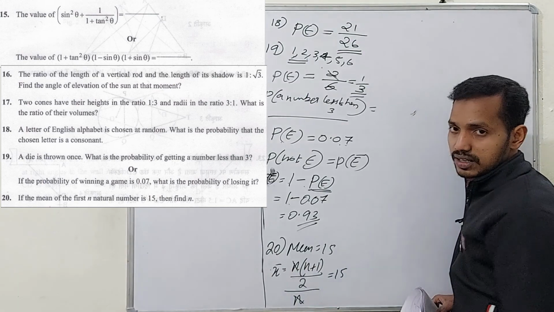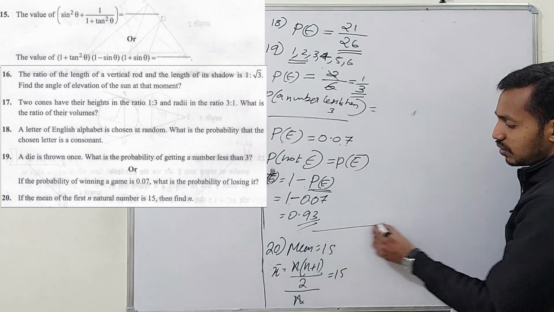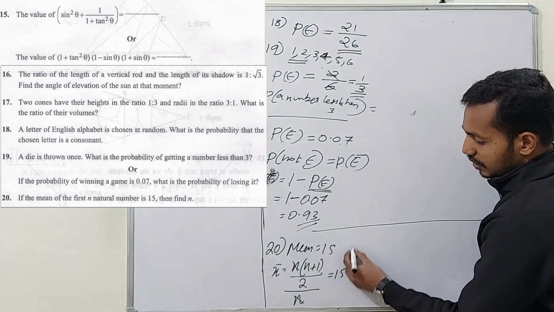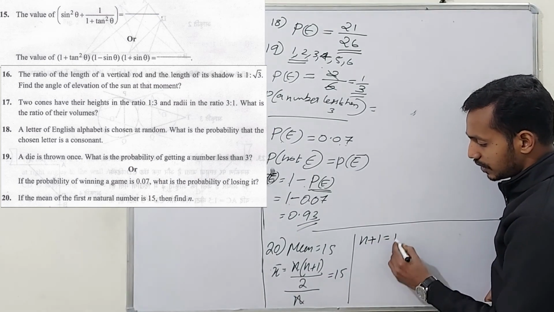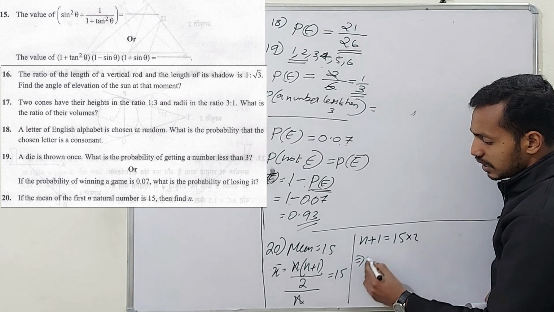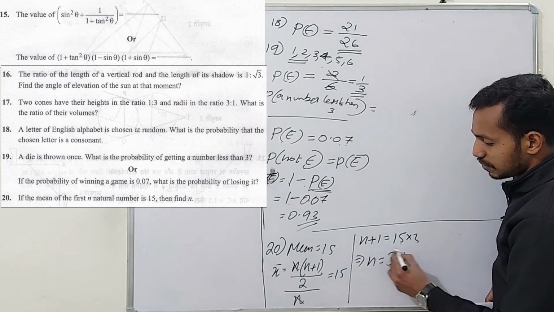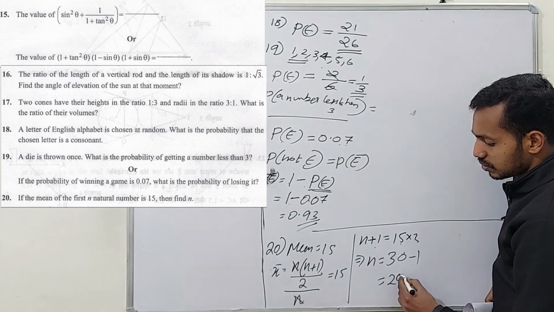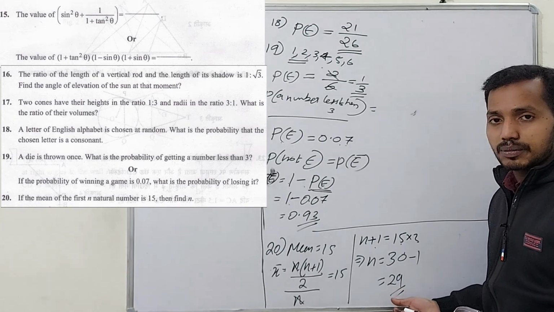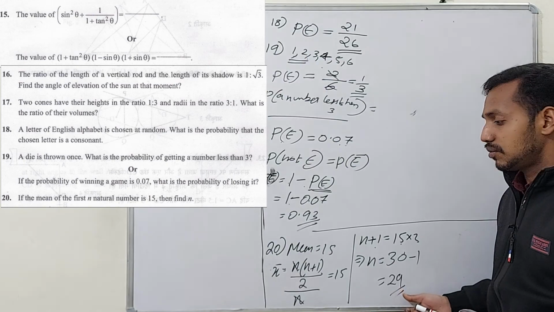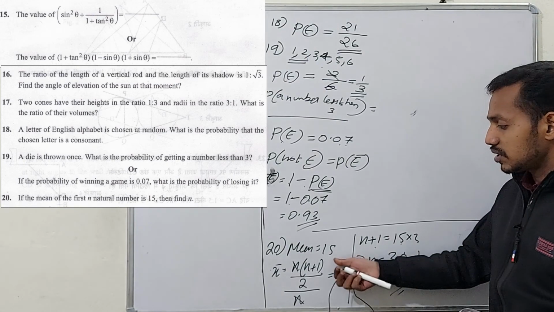Here this n is cancelled, the 2 goes to the other side, so n plus 1 is equal to 2 into 15, am I right? That implies n is equal to 15 into 2 is 30, minus 1, which is equal to 29. So the value of n is 29. That means the mean of the first 29 natural numbers is equal to 15.